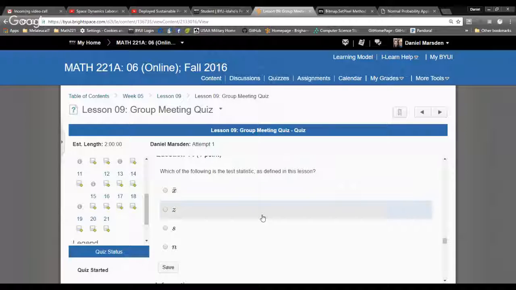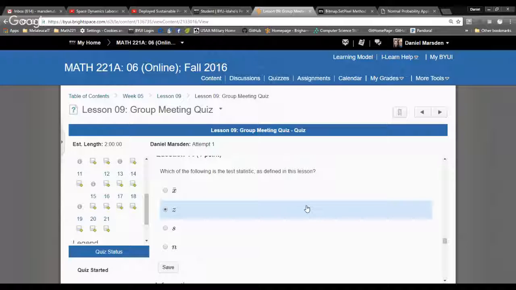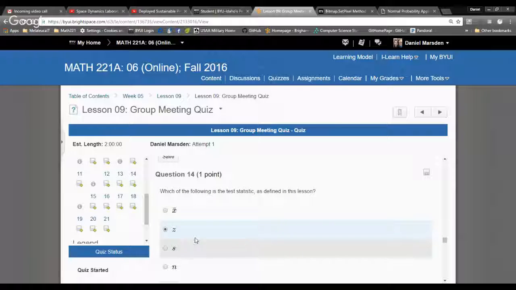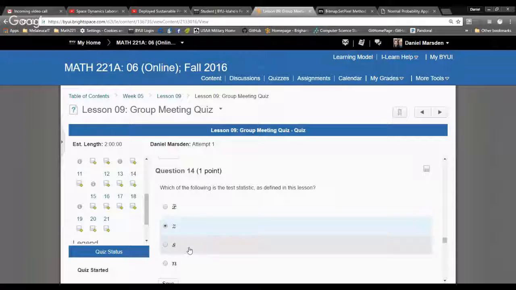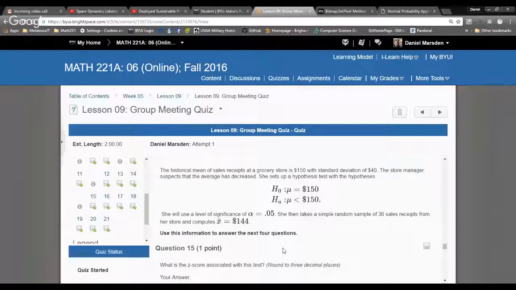Which of the following is the test statistic as defined in this lesson? Wouldn't it be Z? Yeah, I think it's a Z. There's no such thing as S. I got it right here, I actually wrote that one down. Nice. Sweet, we're almost there.